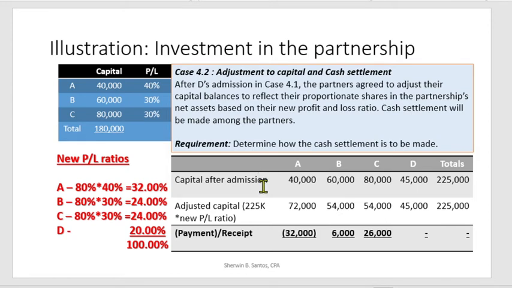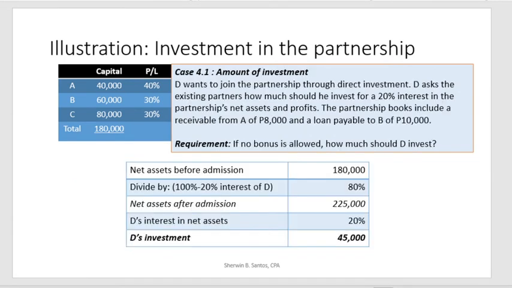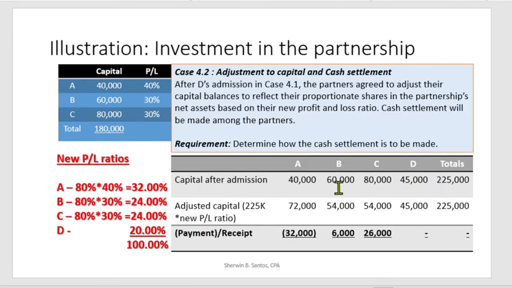Capital after admission. So, ano bang tinatanong? Determine how the cash settlement is to be made. So, kung dito sa item na ito, that this investment is 45,000, so how do we recognize it? So, after admission, you only have to include the investment of D, which is at 45,000. So, total na after admission is 225,000.